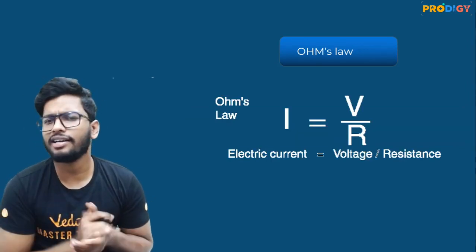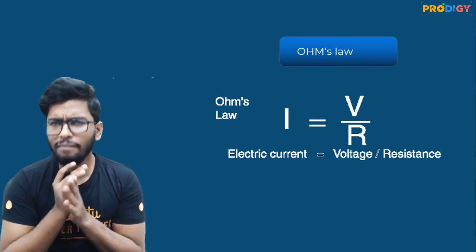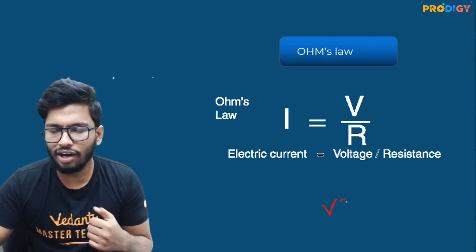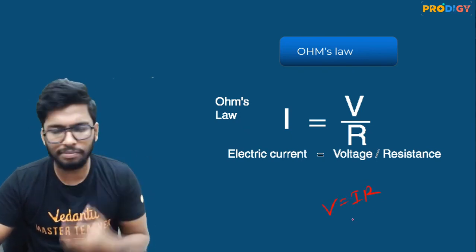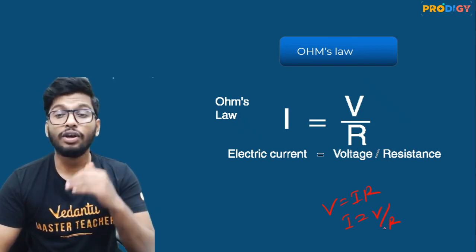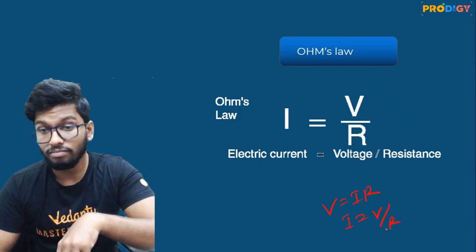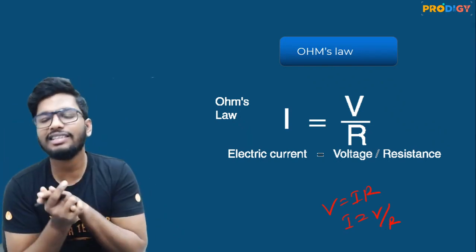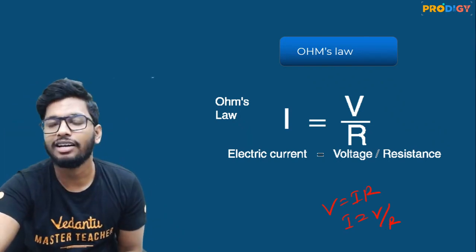So V is equal to IR is the basic formula. Now from that I can find out the current as well. Because V is equal to I into R, if I rearrange the equation, simple arithmetic, I is equal to what? V by R. So using Ohm's law, using the V is equal to IR formula, we can also find out the current, where current is equal to voltage by resistance.